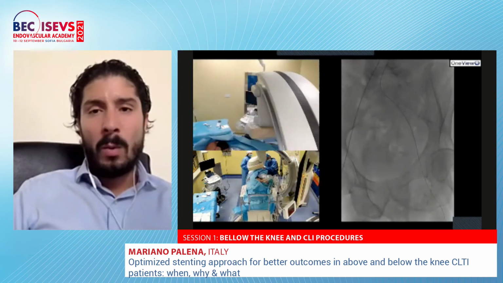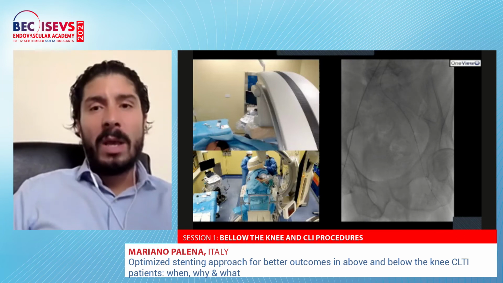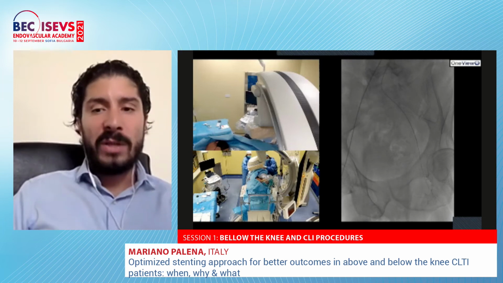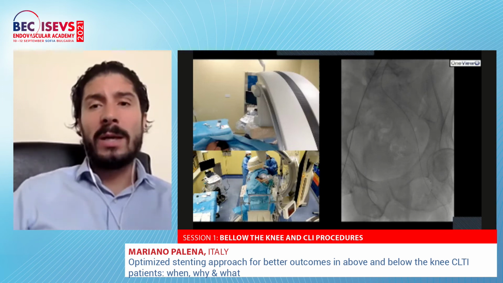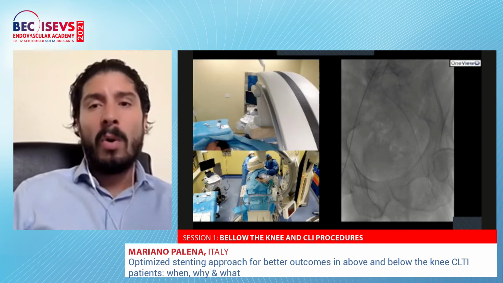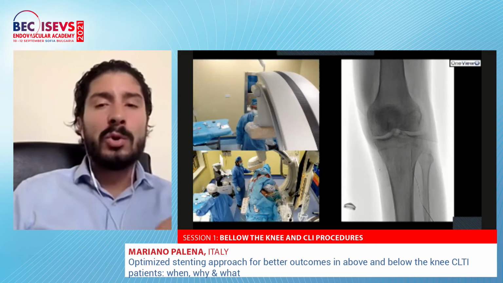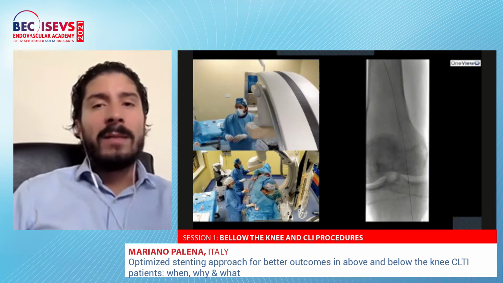And for me, it was quite impossible to pass there with the sheath, even with the Fortress 6 French sheath, because I was never able to deploy the guide wire in the proper way again. Probably the previously used devices were no longer functioning very well. So I decided to leave this axis and to do everything from a distal axis.